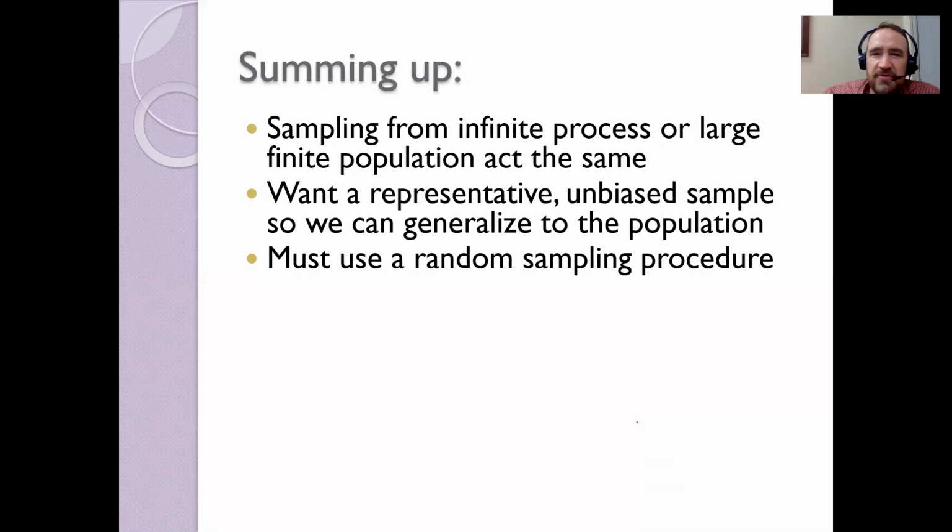Summing up, sampling from an infinite process or a large finite population act the same. We want a representative, unbiased sample so we can generalize to the population, and we must use a random sampling procedure to get that.